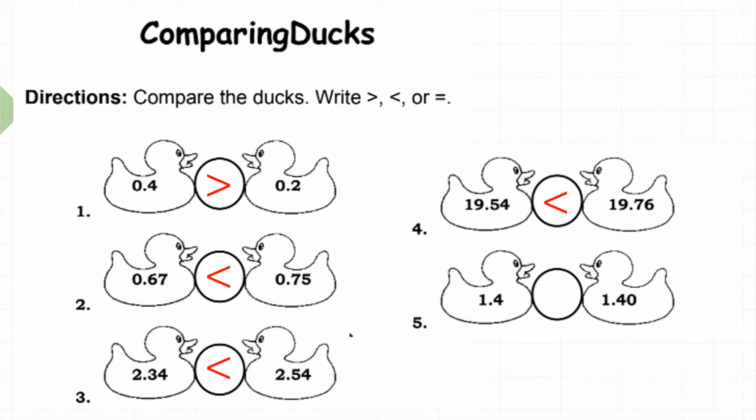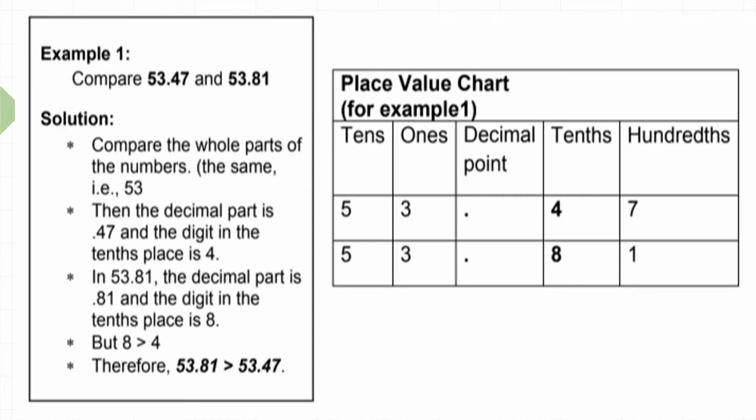Okay. So the last number is 1 and 4 tenths, compared with 1 and 40 hundredths. What do you think is the appropriate symbol in this number? Correct. So it is equal. So 1 and 4 tenths is also known as 1 and 40 hundredths. Okay? For more explanation in comparing numbers.